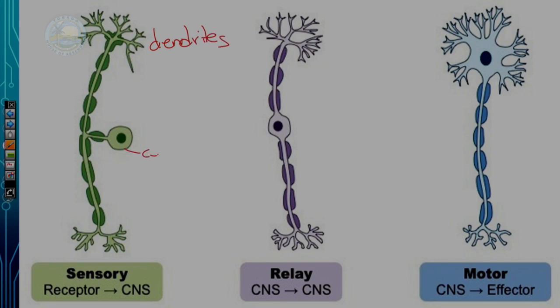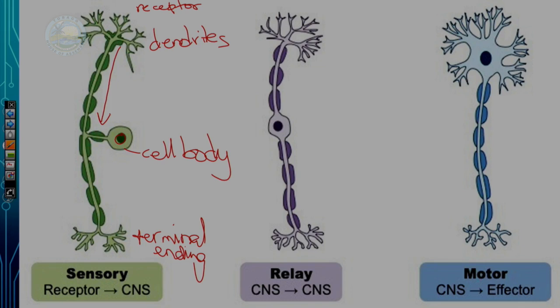You have the cell body, because remember, your neurons are actually cells, so they have a nucleus and all of that good stuff. And then you have your terminal ending on one end. So your electrical impulse will come from the receptor, which will be, let's say, somewhere here, and travel towards the cell body and towards the terminal end in your sensory neuron.